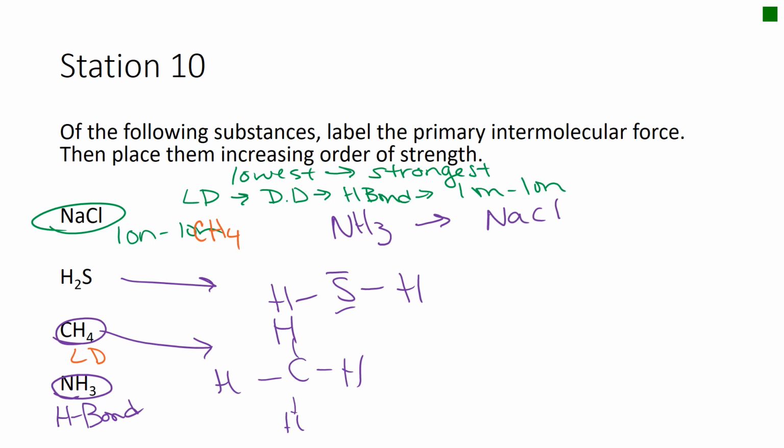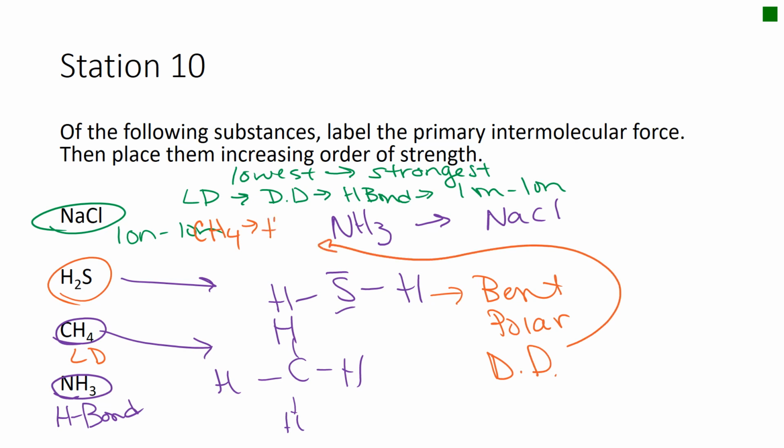It's always best to check just to make sure. I would have drawn H2S and seen that it is bent, which means that it's polar, which means that it's going to be dipole-dipole. So I would have just double-checked. Why not, right? It's easiest to double-check. So here is my order of increasing strength, from lowest to strongest.